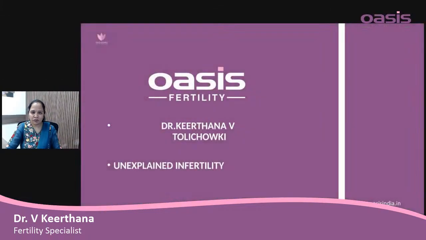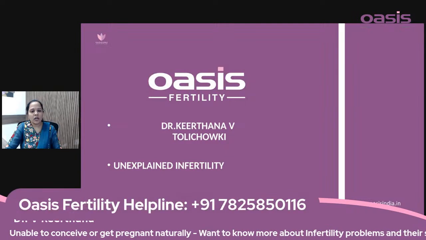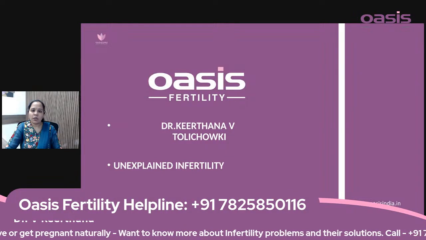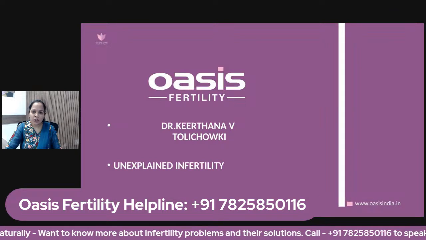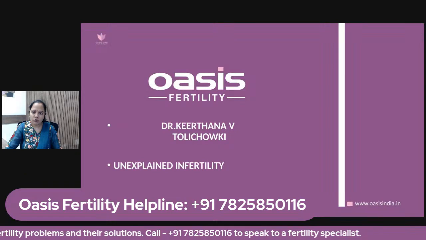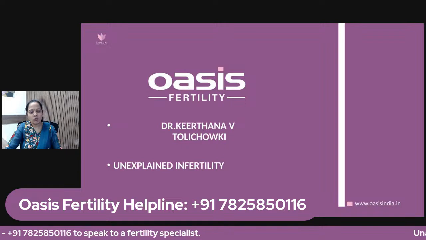Today's topic for discussion is unexplained infertility, which is basically defined as absence of identifiable cause for infertility. In other words, it is a diagnosis of exclusion wherein evaluation would typically include demonstration of at least one patent fallopian tube, documentation of ovulation, and semen analysis with an adequate number of motile sperms for the male partner.